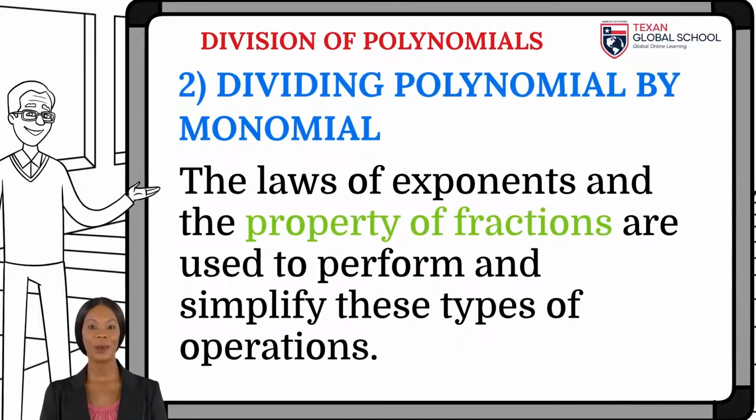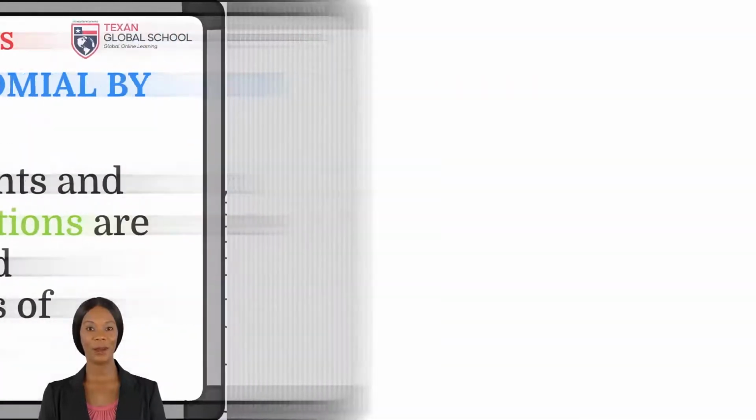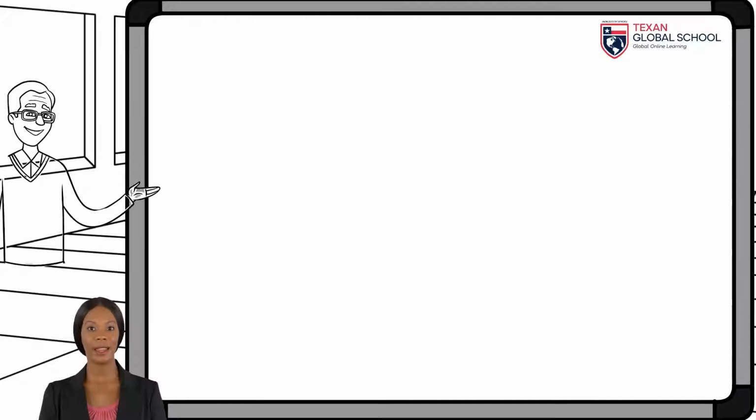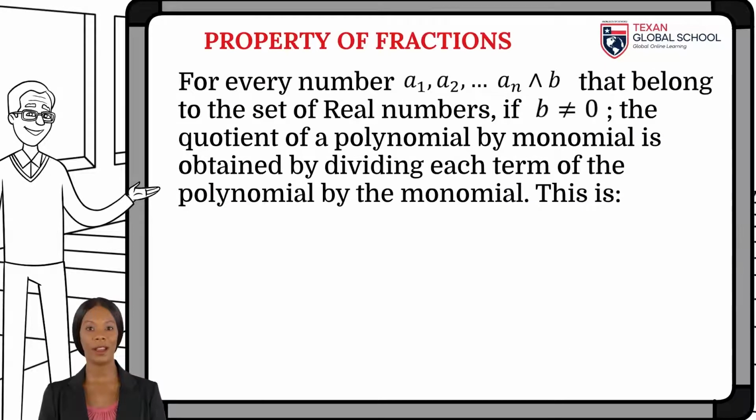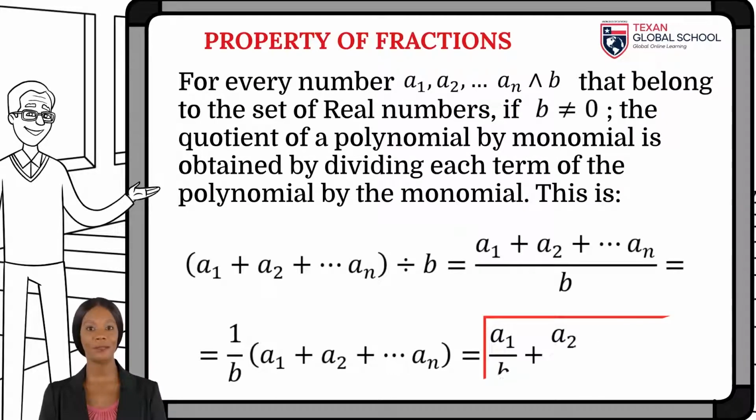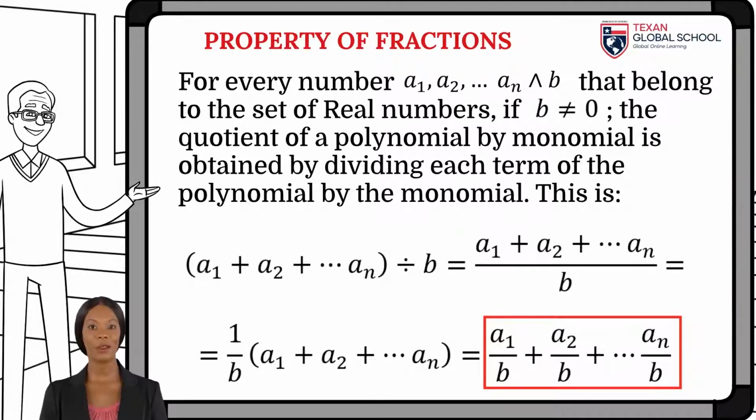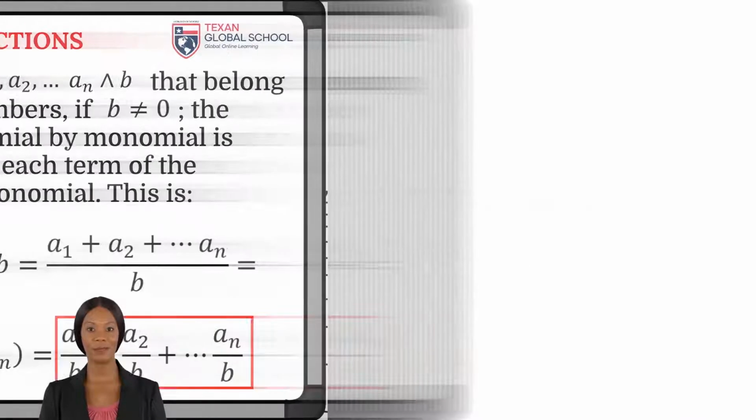We will then go on to the second case of division, polynomial divided by a monomial. Using the laws of exponents and the property of fractions below, we will perform this type of operation. This property is based mainly on the distributive law. It indicates that, for every number a sub 1, a sub 2, a sub n, and b, which belong to the set of real numbers, if b is different from 0, the quotient of a polynomial by a monomial is obtained by dividing each term of the polynomial by the monomial as shown.